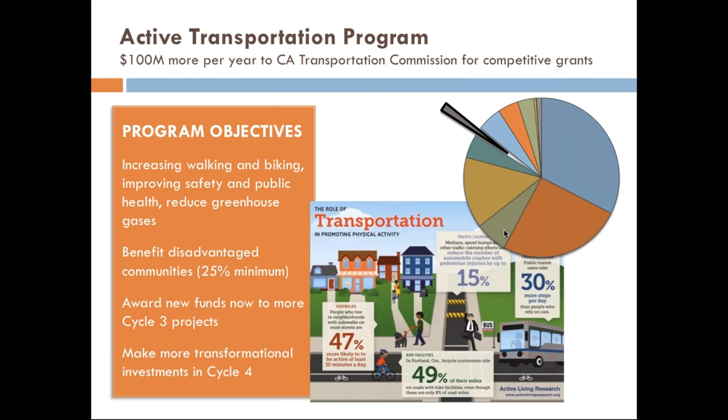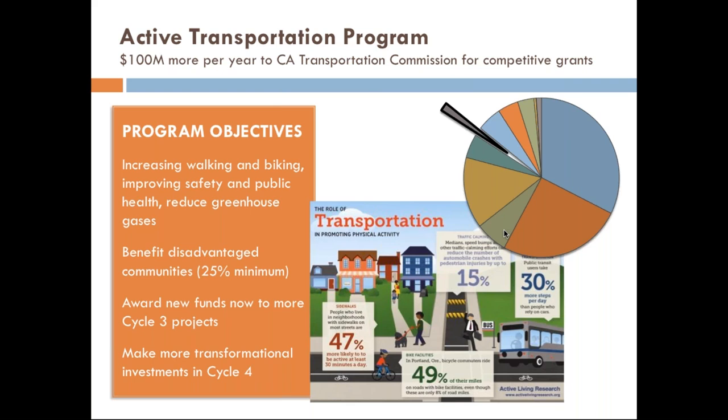And the objectives, many of you may be familiar with this program. It's really focused on increasing walking and biking, improving safety for people walking and biking, improving public health, and reducing greenhouse gases. There's a statutory requirement in this program to benefit disadvantaged communities, and that comes with a minimum 25% of funds that must be spent to benefit those communities. There's also a priority within the scoring criteria in the program to make sure those communities get a significant portion of these funds. So it has been a fairly effective program in really putting an equity lens on how funds are spent.